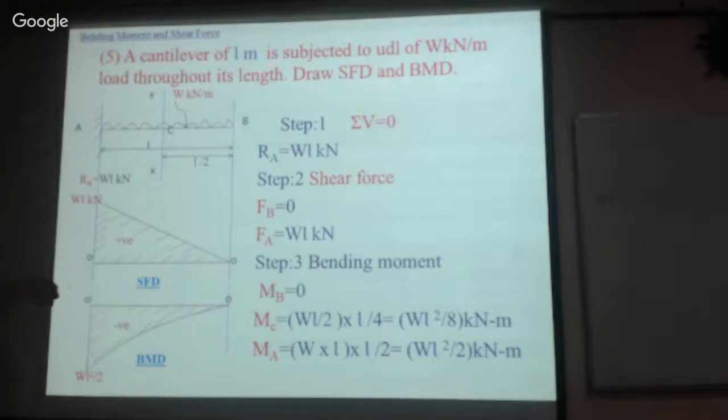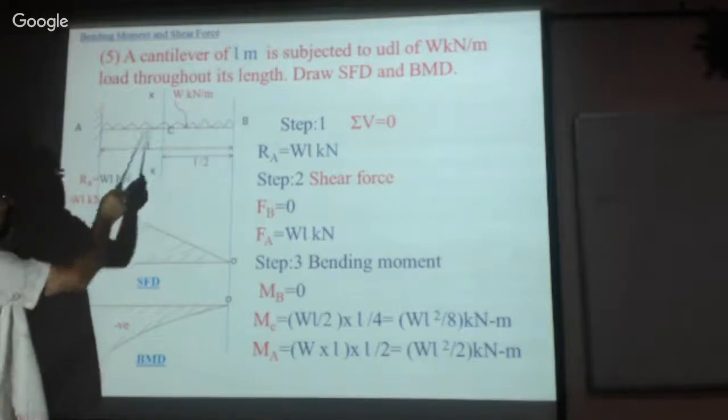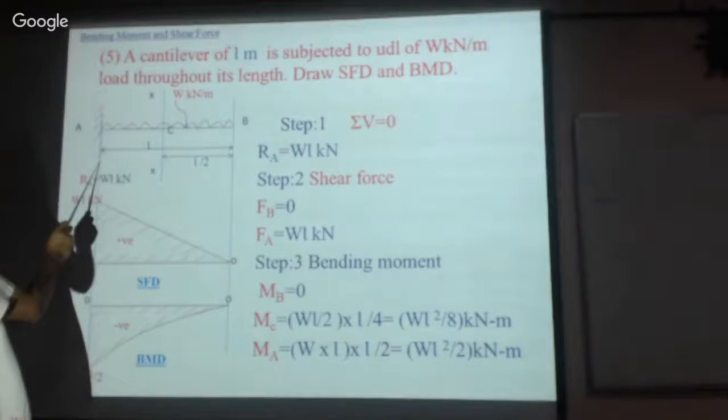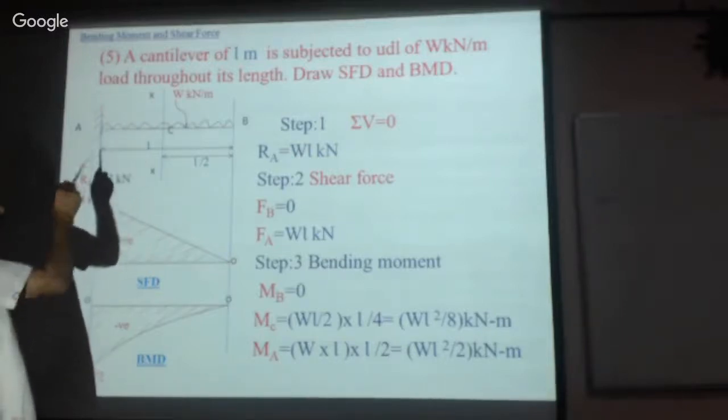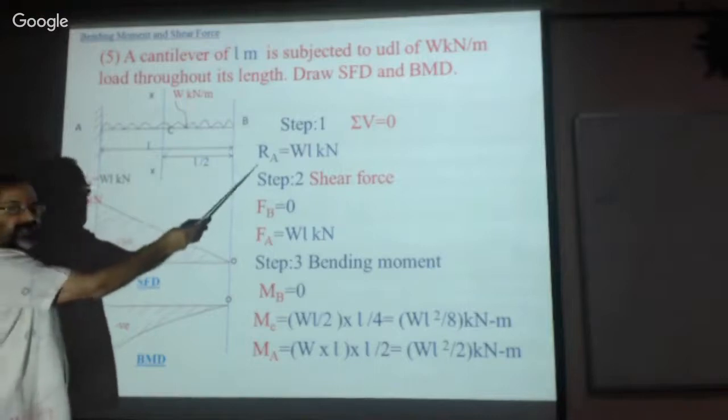Again, let us follow the three steps. The first step is to find the reaction using sigma V is equal to zero. This is the UDL acting downward, and here the reaction is acting upward. The entire load is resisted by only this reaction RA. Therefore, the downward force must be equal to the upward force, so reaction RA is acting upward.